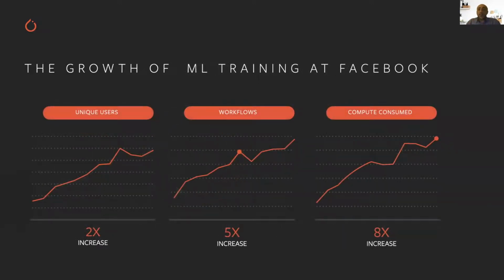Over the last 18 months alone, the number of engineers using our platform to train new models has doubled. At the same time, each engineer increased the number of workflows or experiments they are training. And finally, the complexity of the models increased such that we saw an 8x increase in the amount of compute to train these models.